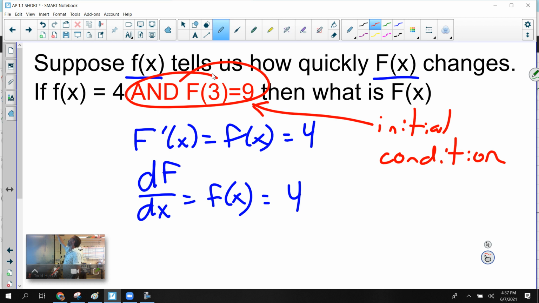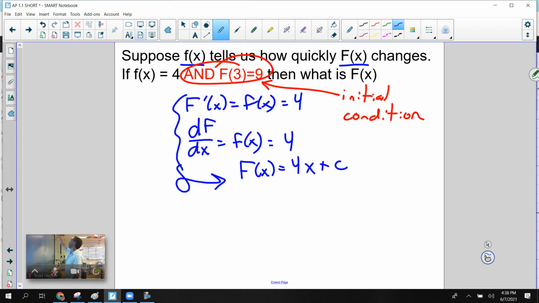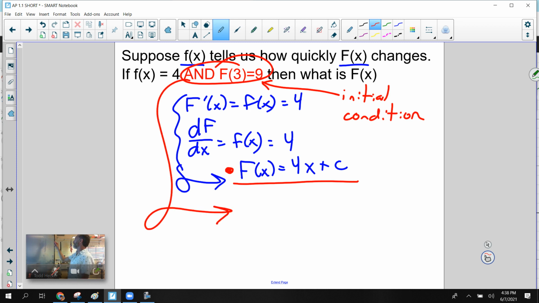Okay, so all of this blue stuff here is telling me that my original function has a slope of 4. By original function, I mean capital F of x. So capital F of x is, as I said a minute ago, 4x plus something. Now, this initial condition is going to let me figure out what that something is. So I can combine this blue fact here that I just underlined in red with my red initial condition. So capital F of x is 9 if x is 3, because capital F of 3 equals 9. Oh, now I can solve it and I can figure out what c is.